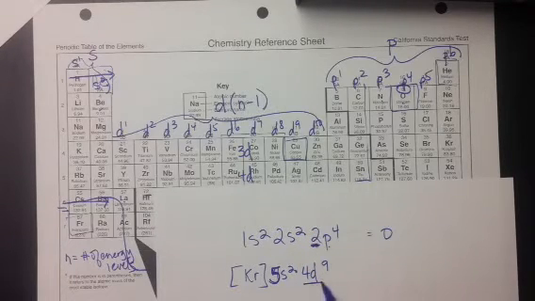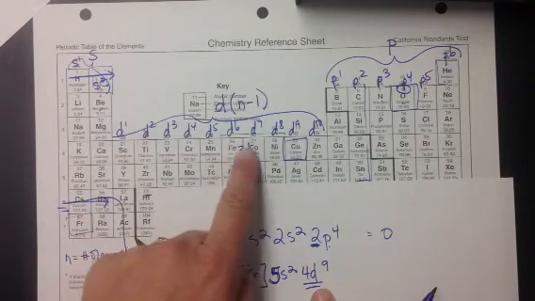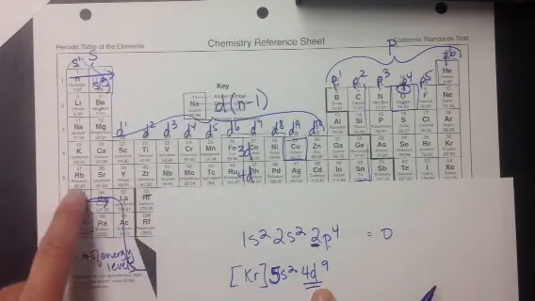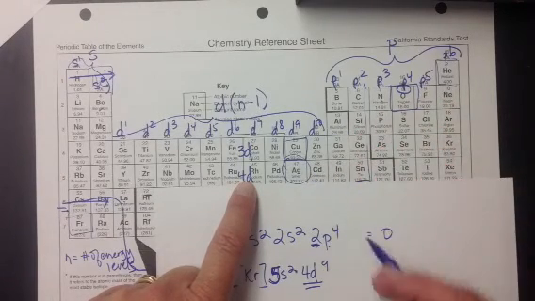Or you can look and say, okay, where's my 4d9? But what's tricky about that, you have to remember that you might try to call this the 4d because of this 4 energy level, but you have to say n minus 1, so this is your 4d actually right here, and then d9 would get you to silver.